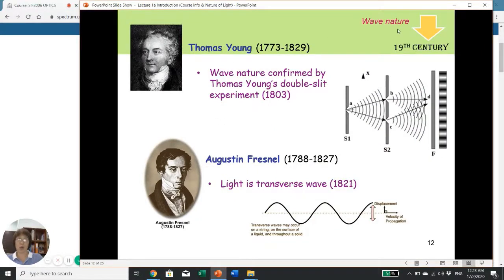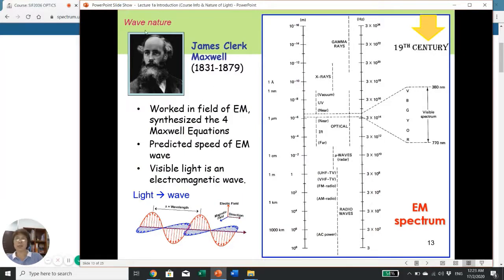Here we are still on the wave nature of light. Here are two proponents for wave nature. We have Thomas Young. He gave us Young's double slit experiment in 1803, and this confirmed the wave nature, where he saw fringes which could be explained only when we treat light as a wave. And then we have Fresnel, and in 1821 he proposed that light is a transverse wave.